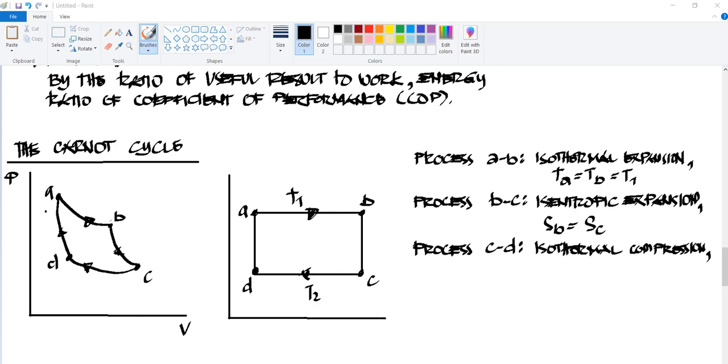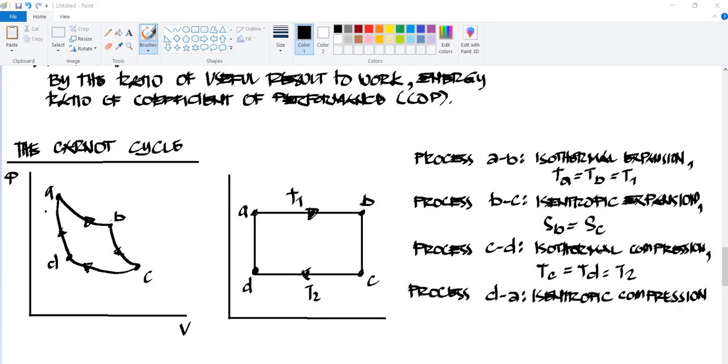Next, we have the isothermal compression, so that will be your temperature at C equal to temperature at D and equal to temperature at point 2. Then we have process D to A, that will be the isentropic compression, so that will be your entropy at D. Sorry about that. The entropy at D equals the entropy at A.